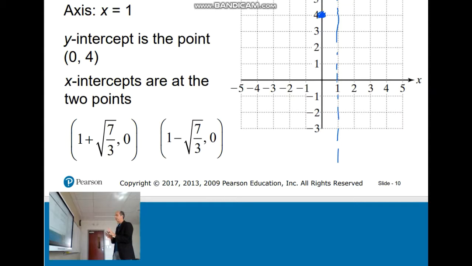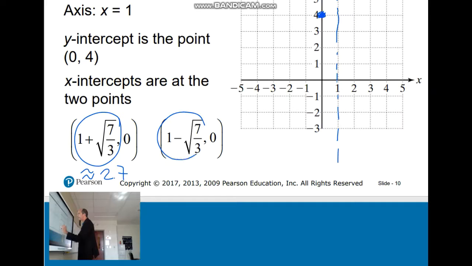The square root of 7 over 3 is kind of 2 point something. Let's do some calculations here. This whole thing is going to be around 2.7. If you type it in a calculator, you're going to find something approximately equal to 2.7. And this other one is going to be approximately negative 0.7.